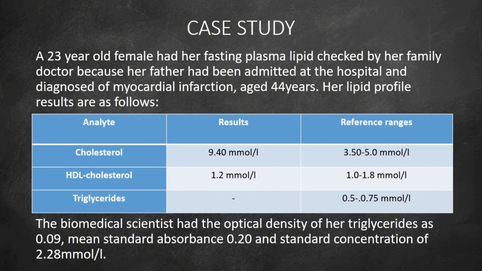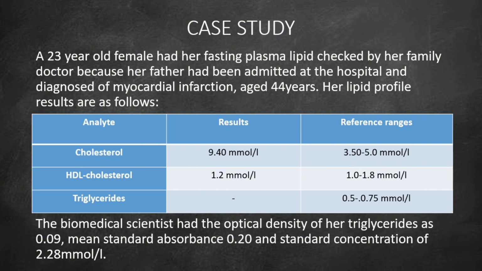It's a case study. It says that a 23-year-old female had her fasting plasma lipids checked by her family doctor because her father had been admitted at the hospital and diagnosed of myocardial infarction, age 44 years. Her lipid profile results were as follows. The cholesterol was 9.4 millimole per liter. The HDL was 1.2 millimole per liter. The triglyceride was not provided. They want to quiz us on it.